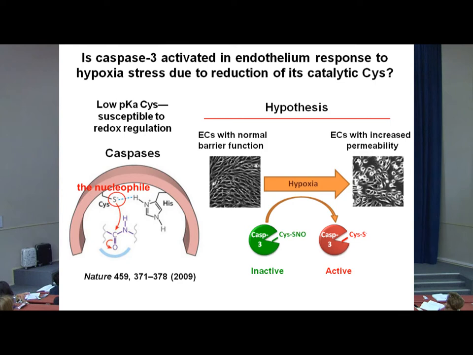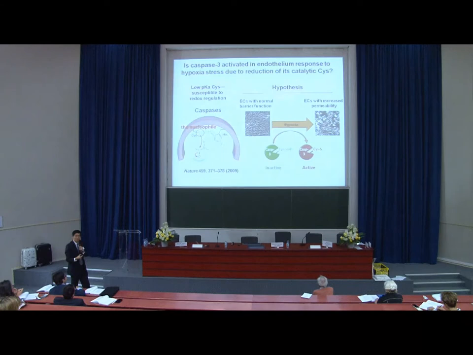Perhaps under the normoxic condition, caspase 3 is constitutively S-nitrosated, so that would keep the enzyme in the inactive form. In response to hypoxia, if there is a loss of NO production, those S-nitrosated caspase 3 may be reduced back to the active form. So that may be a process leading to the increased permeability or endothelial barrier dysfunction.